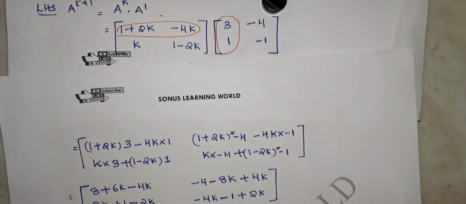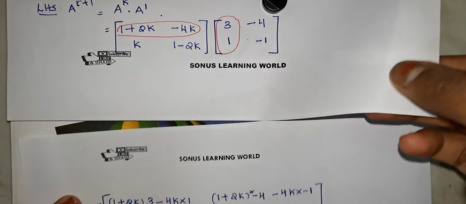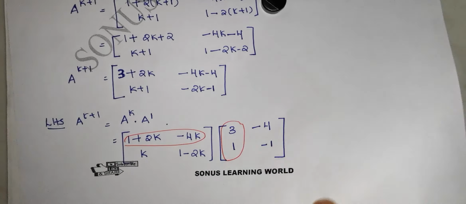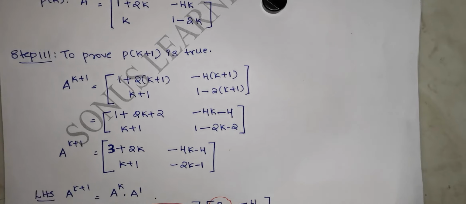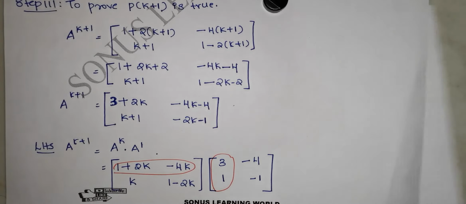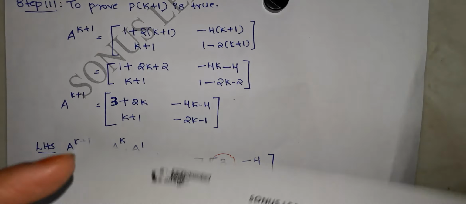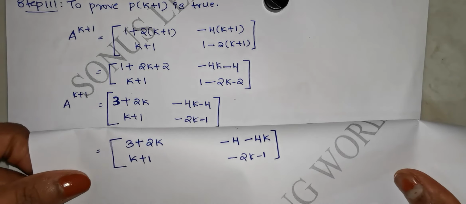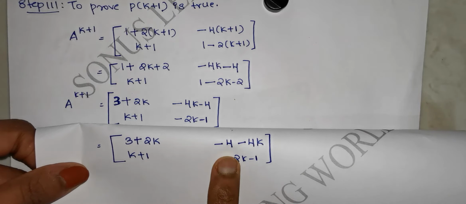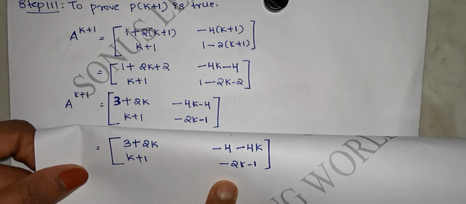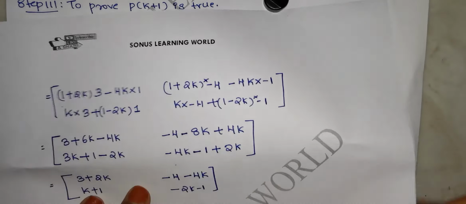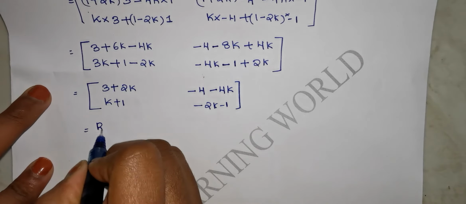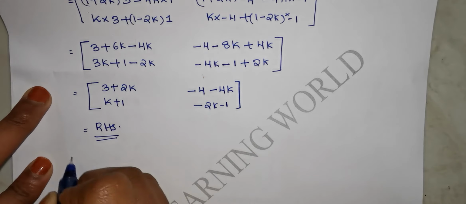Let us try to compare this with the RHS. So what is our RHS? So we have to prove, okay, this is our RHS. So let us compare this. The first element is 3 plus 2k. So we got 3 plus 2k. Next is minus 4, minus 4k, k plus 1, 2k minus. So we got the RHS. Both are same. So that is equal to RHS.